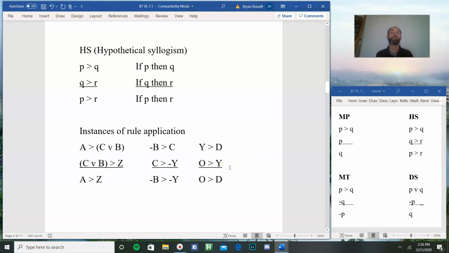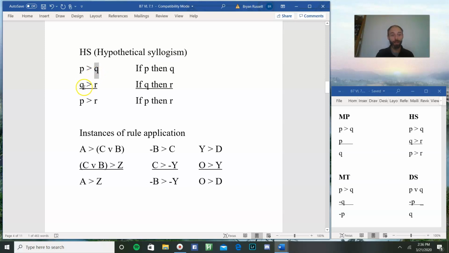Now the reason this rule confuses me sometimes is because, again, the order doesn't actually matter. The order of the horseshoes doesn't matter. As long as on some line we have a consequent of a line where the main operator is a horseshoe and an antecedent of a line where the main operator is a horseshoe, as long as we have them being the same, then we can cut those out and carry down the rest.